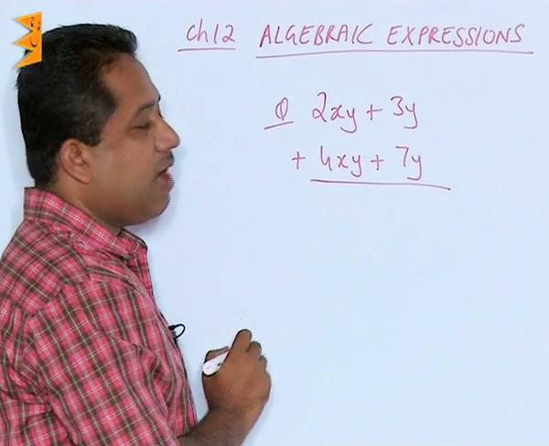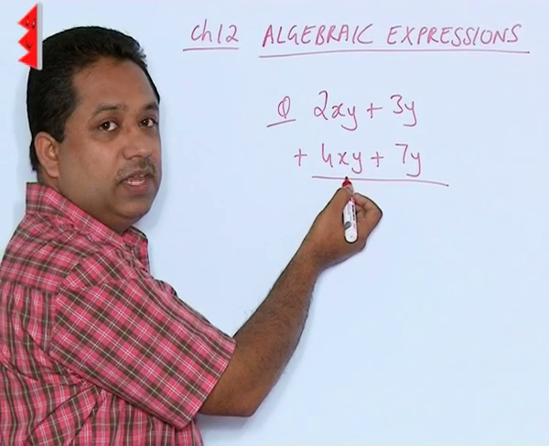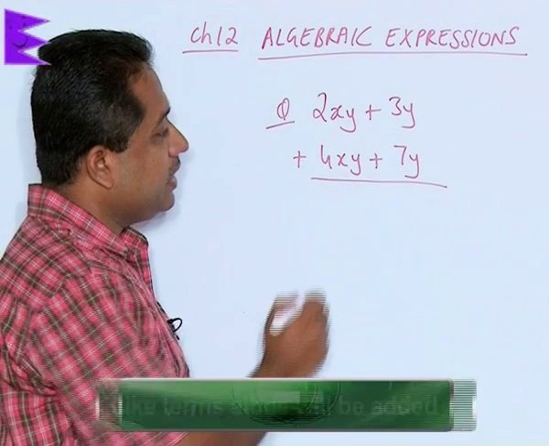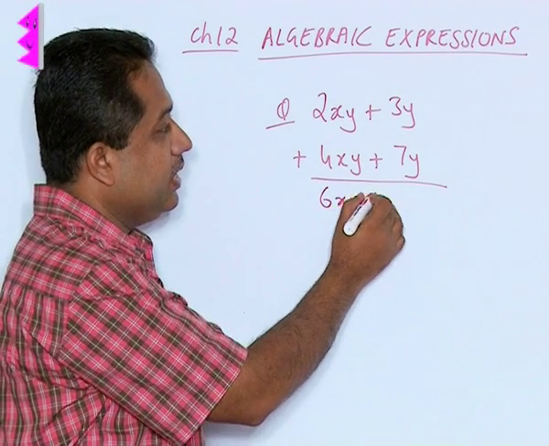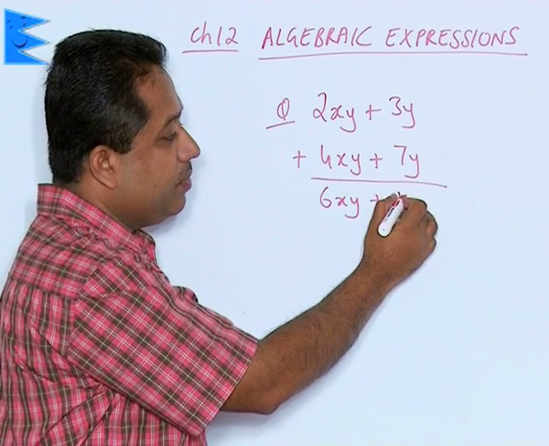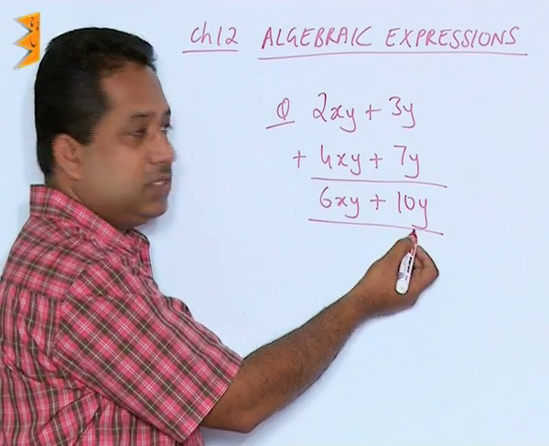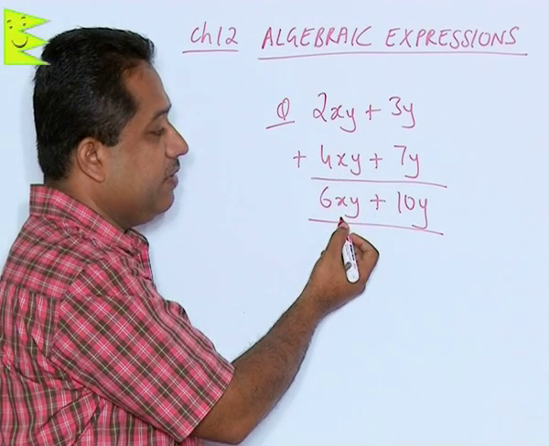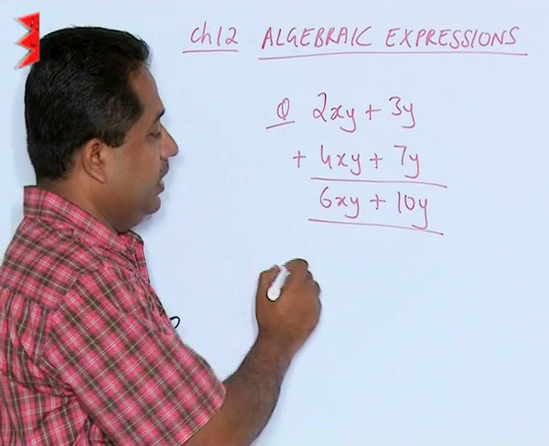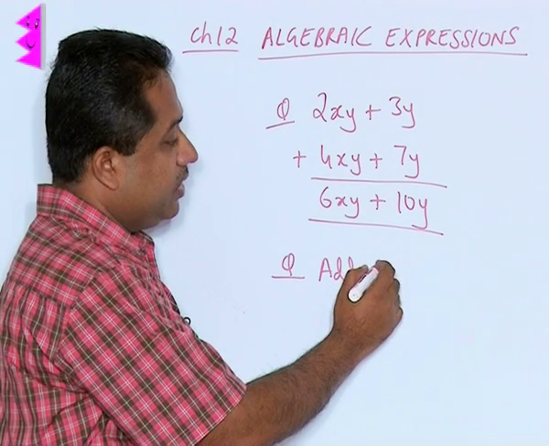So, when we add these, we have to see that the like terms are placed correctly one below the other, and like terms alone will be added. So, 2xy plus 4xy will give 6xy, and similarly 3y and 7y are like terms, so we add them and it becomes 10y. So, addition is possible only in like terms. Let us take another question where we have to add 3 algebraic expressions.